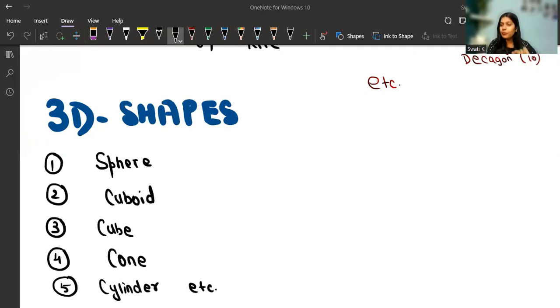So it's very important to know, first of all, these two types of shapes, which are 2D and 3D. Now there is one more way to classify these geometric shapes, which is on the basis of their uniformity, or you can use the word regularity. It's basically called regular shapes and irregular shapes.